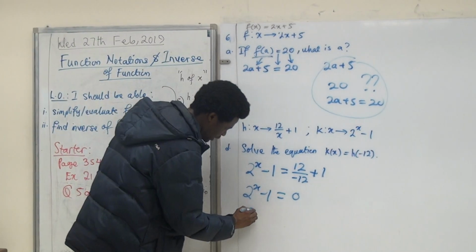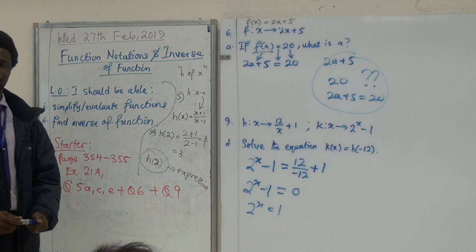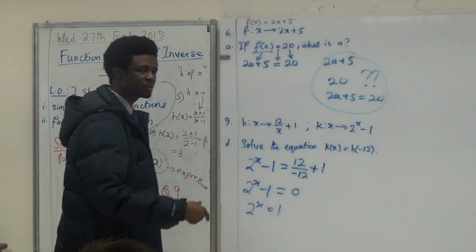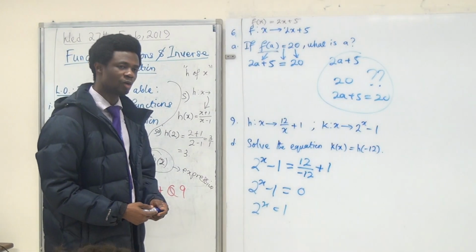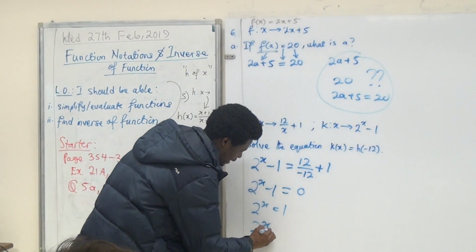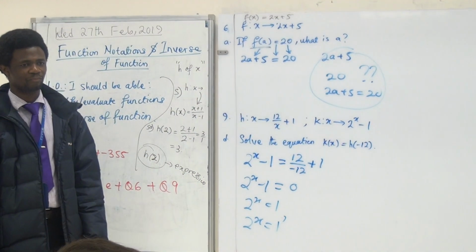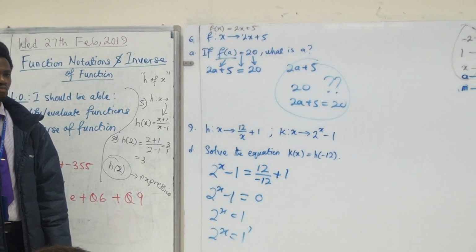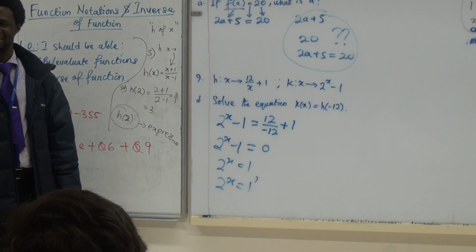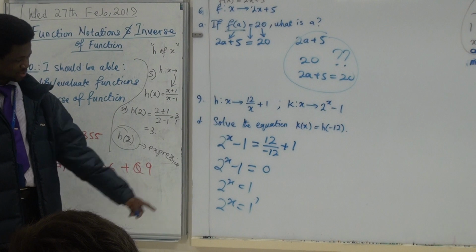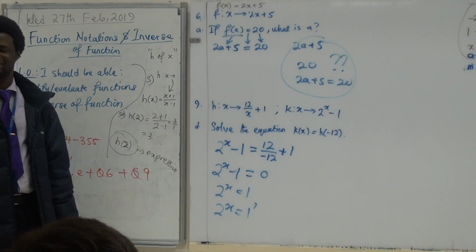Okay, so the next question will be 2 to the power x is equal to 1. How do I proceed from here? What? Speak louder, please. 1 to the power of... 2 to the power x is 1 to the power of what? 1. So, how does that help me? How does that help me? Not the answer. I'm asking you, what do I do? I know x is equal to 0. How do I get it?